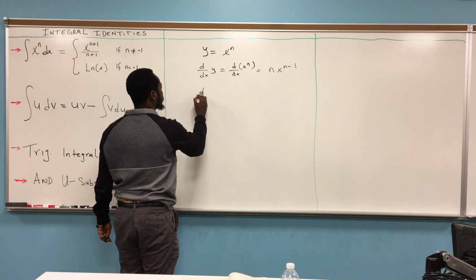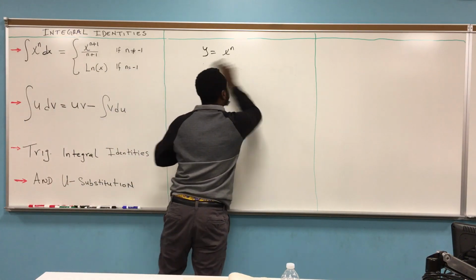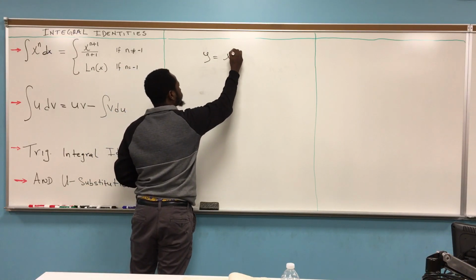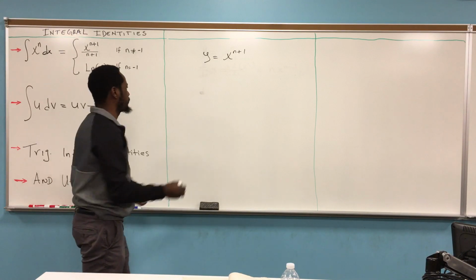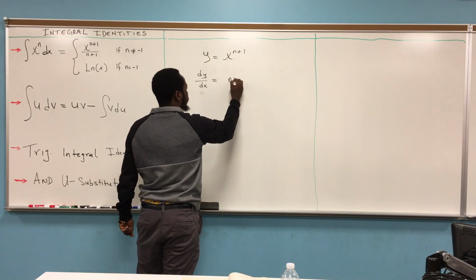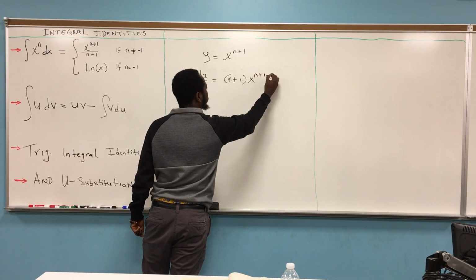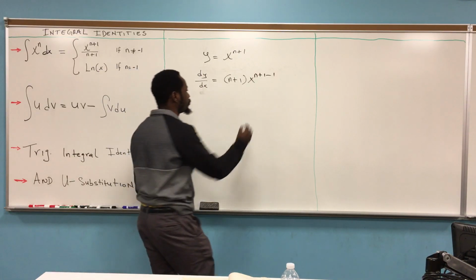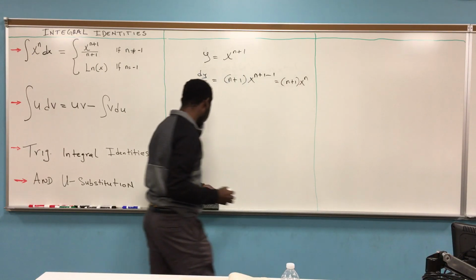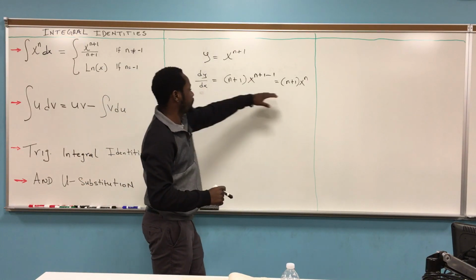If you have your y defined as y is equal to x to the n plus 1, same thing, if you're going to take the derivative of this, the exponent drops down, right? n plus 1, right? And then the exponent is updated by subtracting 1. So what you will end up with is n plus 1 times x to the n, right? So the derivative of this gives you this.